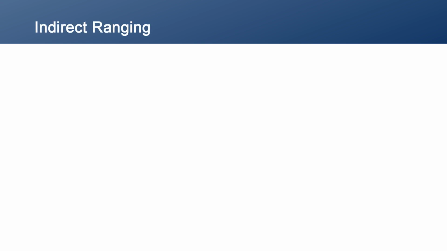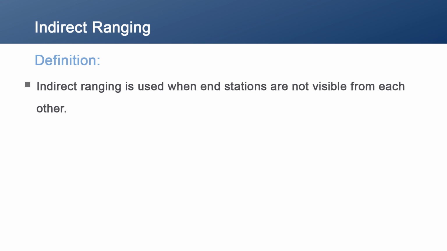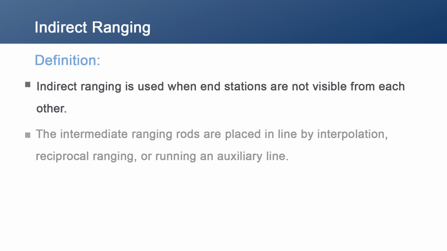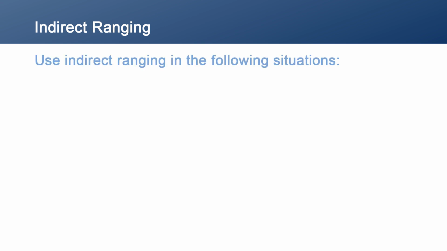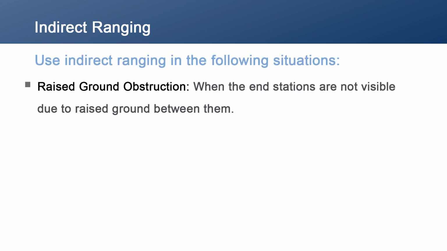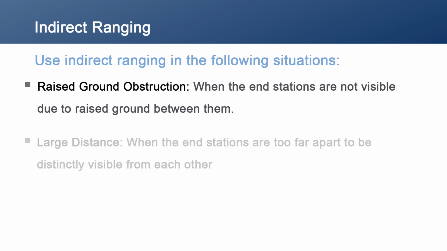Moving to indirect ranging. Indirect ranging is used when the end stations are invisible from each other. You place intermediate ranging rods by interpolation, reciprocal ranging or running an auxiliary line. Use indirect ranging in these situations: when there is a raised ground obstruction or when there is a large distance.